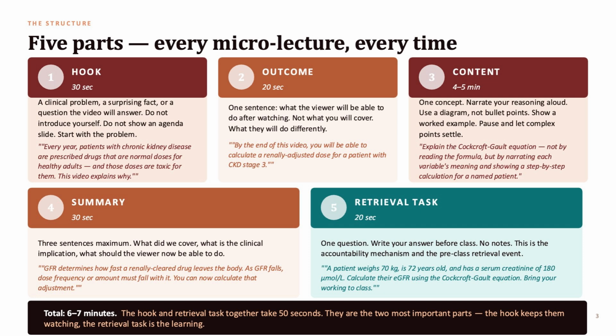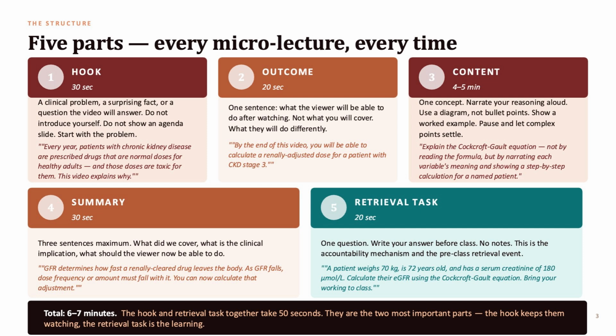A highly effective microlecture is built upon a clear and consistent structure, comprising 5 distinct parts. This structured approach ensures maximum engagement and learning. First, the hook, lasting 30 seconds, must immediately introduce a clinical problem, a surprising fact, or a compelling question, directly engaging the viewer from the start. For example, highlighting that some drugs can be toxic to patients with chronic kidney disease.